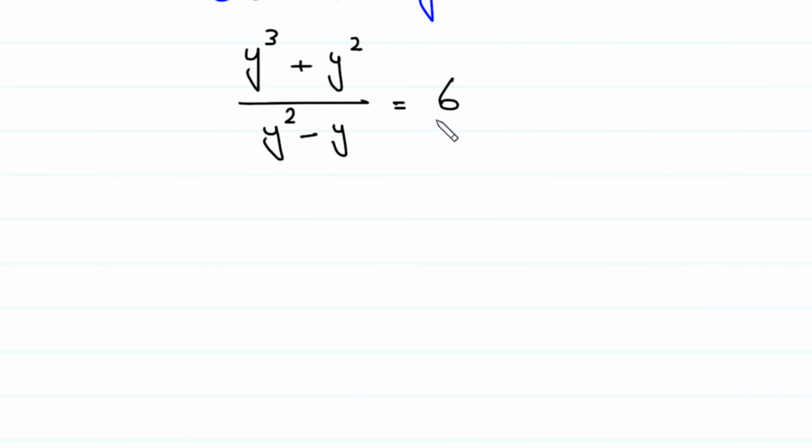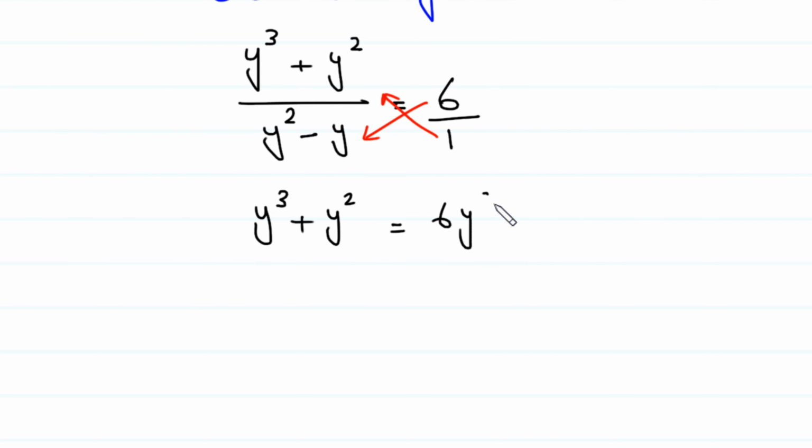Next, we can write denominator of this 6 as 1, and we use cross multiplication here. This 1 is multiplied by this y cube plus y square, and this 6 is multiplied by this y square minus y. 1 times y cube plus 1 times y square is equal to 6 times y square, 6y square, and 6 times minus y, minus 6y.